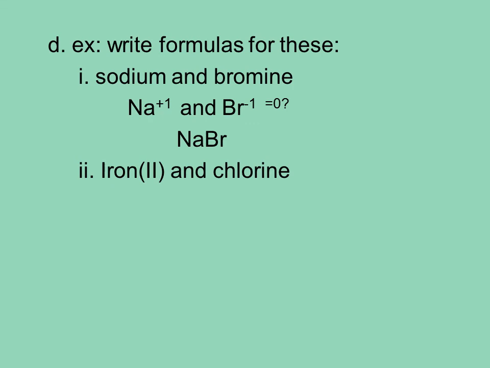So iron 2 means it's a +2. Chlorine again is a halogen, so it's a -1. So the question is does +2 and -1 equal 0? I don't think so, so what can we add to get it to equal 0? If I put a 2 with the Cl -1, it'll be -2, then +2 and -2 will be 0. So that is why we write FeCl2.